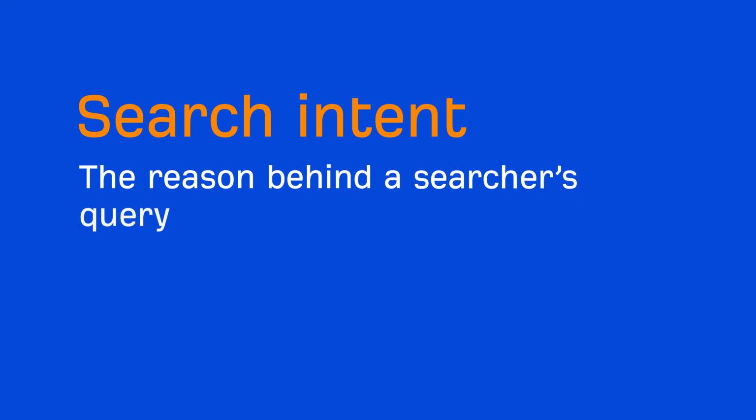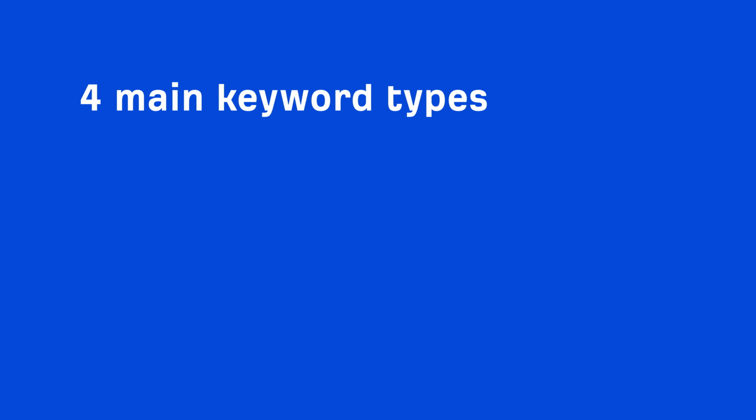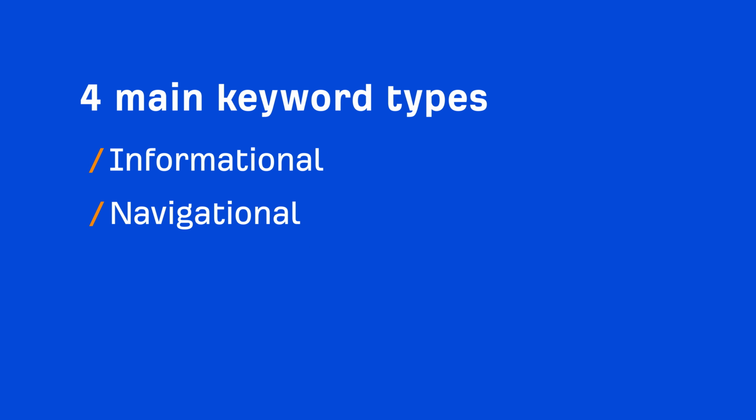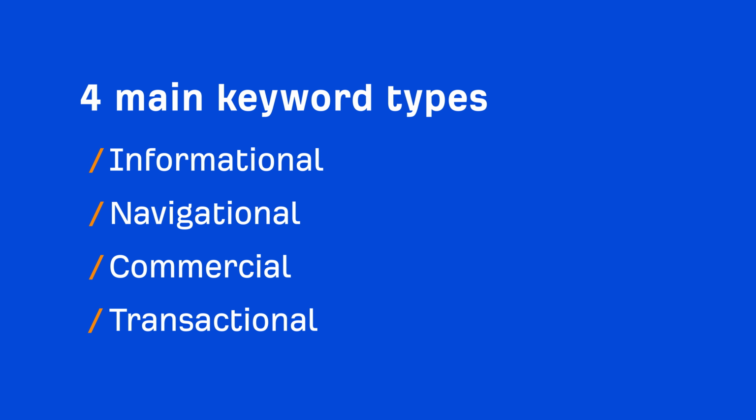Alright, so one of the most important keyword metrics is search intent. Now, search intent is the reason behind the searcher's query. This helps categorize keywords into 4 main groups: informational, navigational, commercial, and transactional. The good news is that you can map them out to a traditional marketing funnel that reflects a customer's journey.